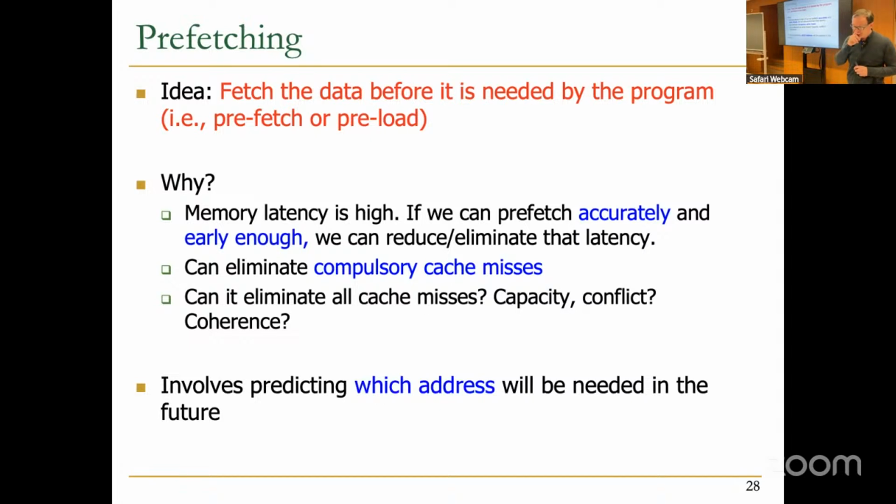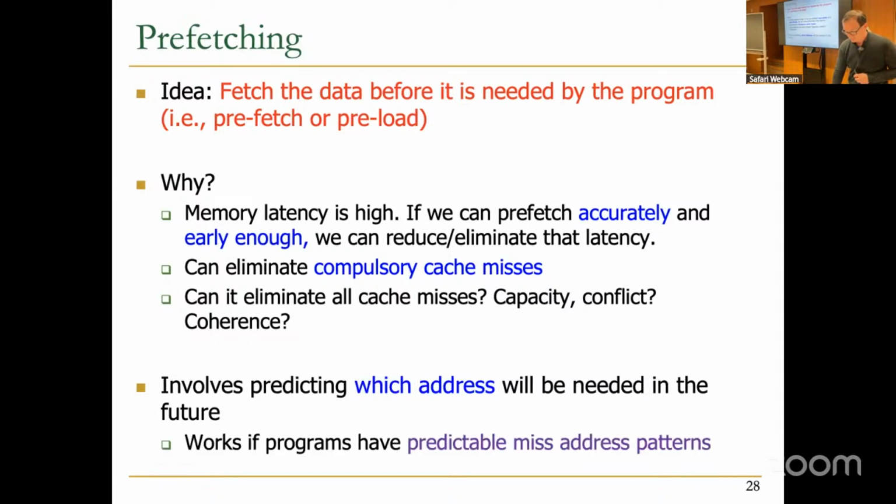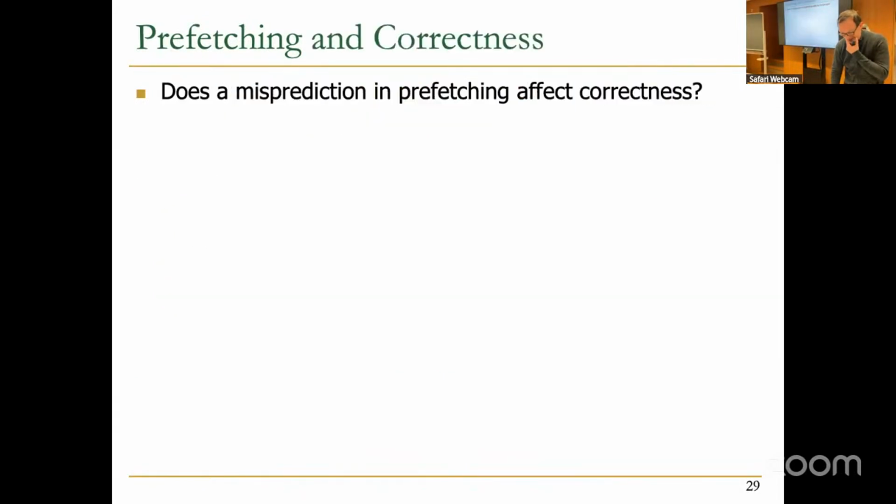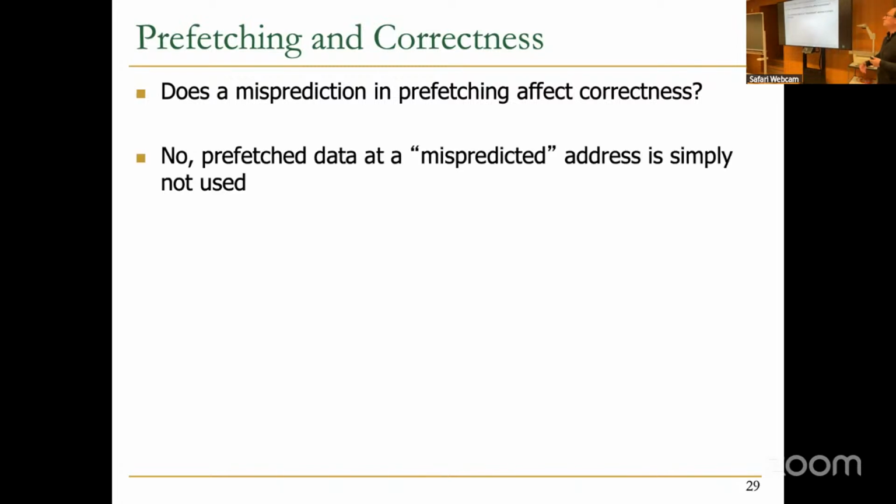But of course, you need to predict which address will be needed in the future, which means that this works if programs have predictable miss address patterns. Then the question is, what does that mean? What's a predictable pattern, right? Now you can think about machine learning also to predict, and we're going to do that a little bit. One thing to keep in mind is, as opposed to branch prediction, which we have studied, a misprediction in prefetching doesn't affect correctness. You basically get a wrong address, wrong data, but you simply don't use it. Right? Does that make sense?